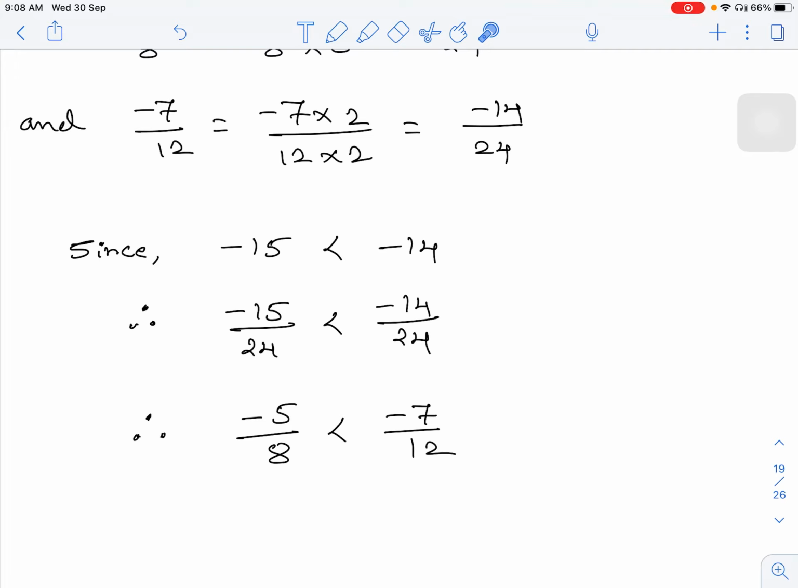Okay, so you have to do some more practice of this type of examples, then it will be easy for you to understand. Okay, so this much is enough for today.